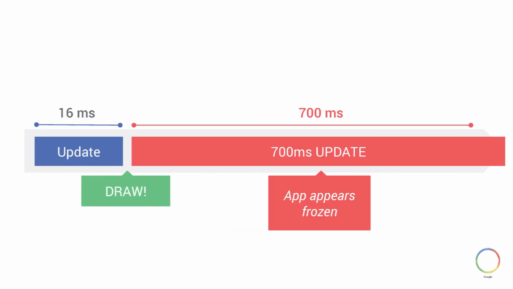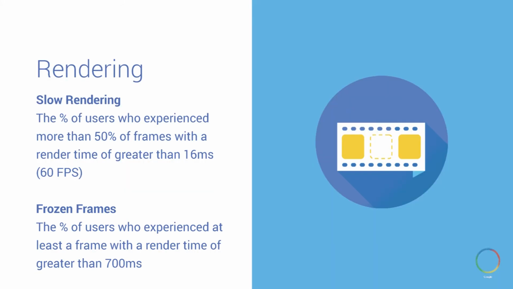If that stutter becomes very prolonged, we say above 700 milliseconds, the user will start to think that the app is frozen. And of course, if it hits 5 seconds, you may even get an ANR. So those are our bad behaviors for rendering. Users who experience more than half of their frames above 16 milliseconds, in other words, who are not receiving a 60 frame per second experience, and users who experience render times greater than 700 milliseconds, users who are experiencing an app that feels like it is stuck.